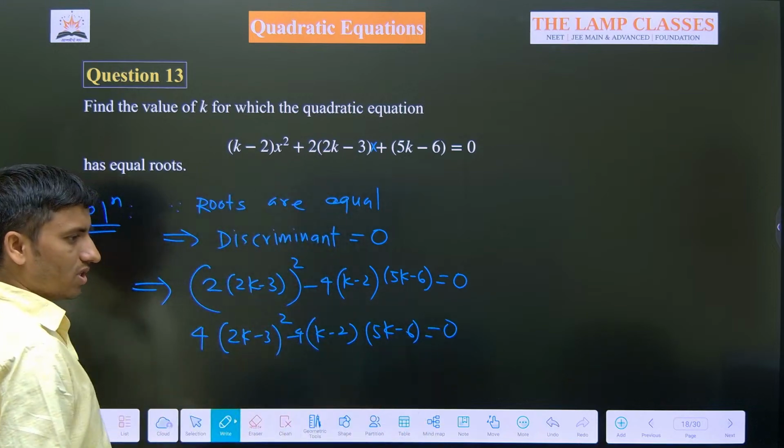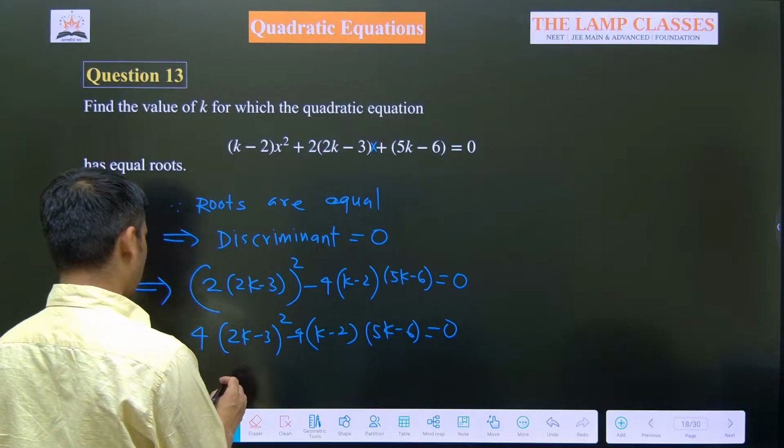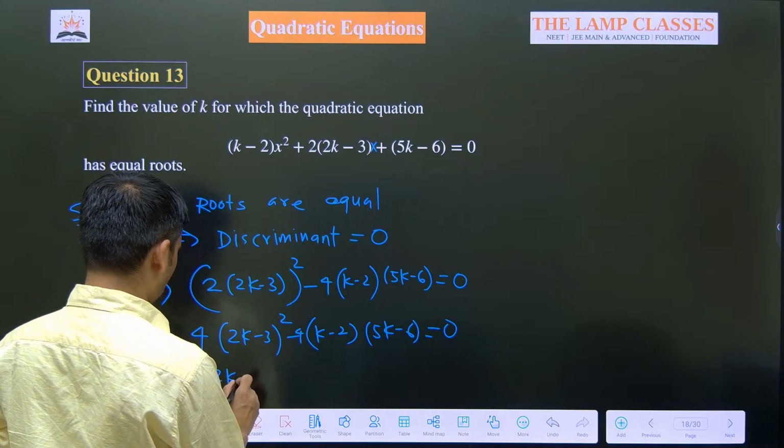Now let's divide both the sides by 4. We can take common 4 and send it to the right side. And then in the remaining we can open the bracket.